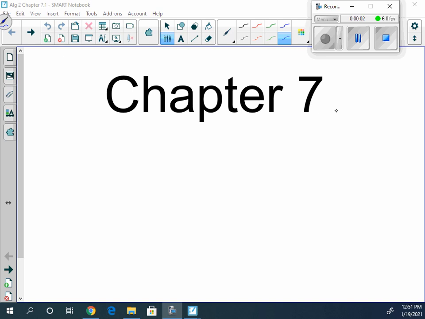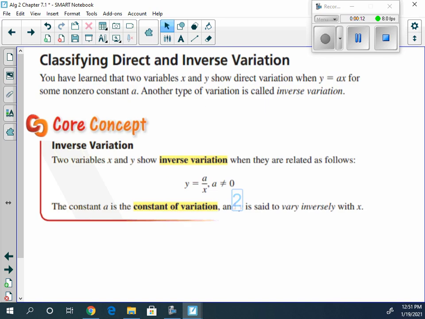Now, we're not going to really delve straight into rational functions just yet. We're going to talk about variations, indirect variation. Now, direct variation, it kind of talks about that. You've already seen it and kind of heard about it.